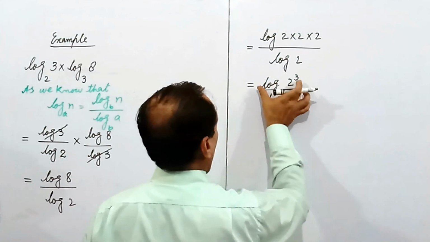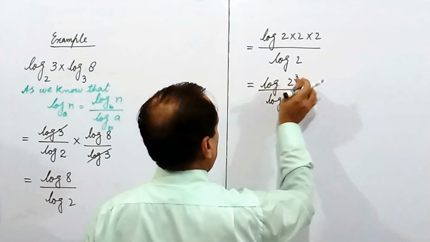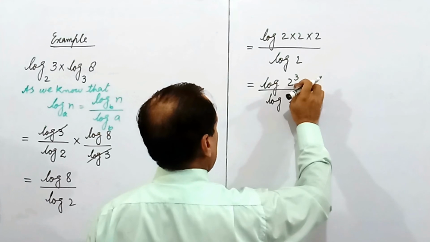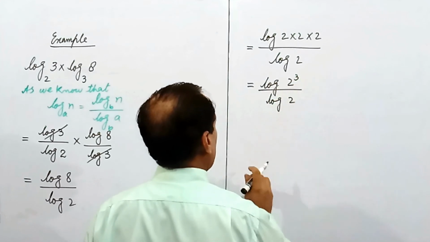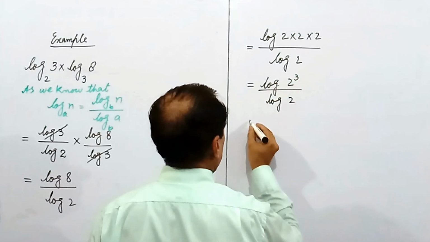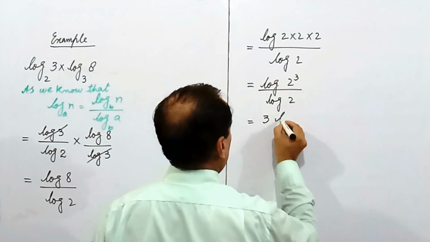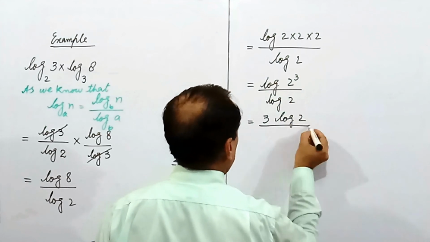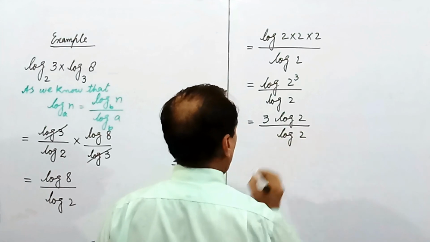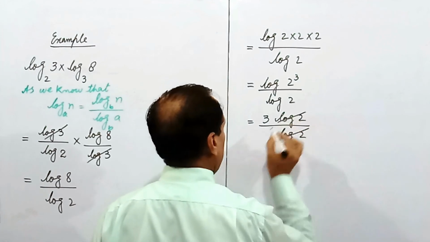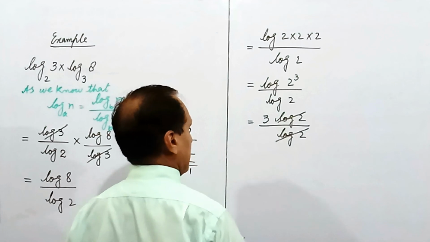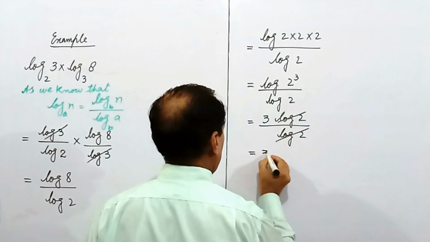Applying the third law of log, that is the law of exponent, as we have an exponential value 2 raised to power 3 with log, in the numerator we have 3 log 2 divided by log 2. We observe log 2 is the same in numerator and denominator. They are cancelled and we have 3.